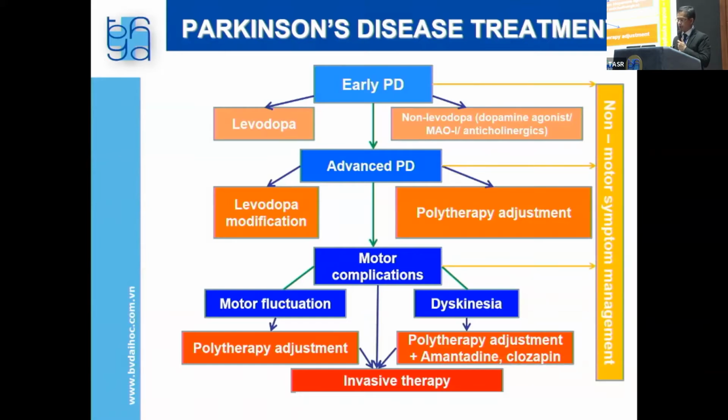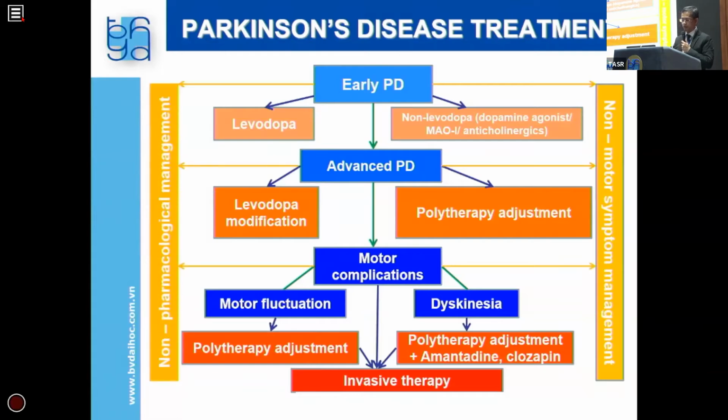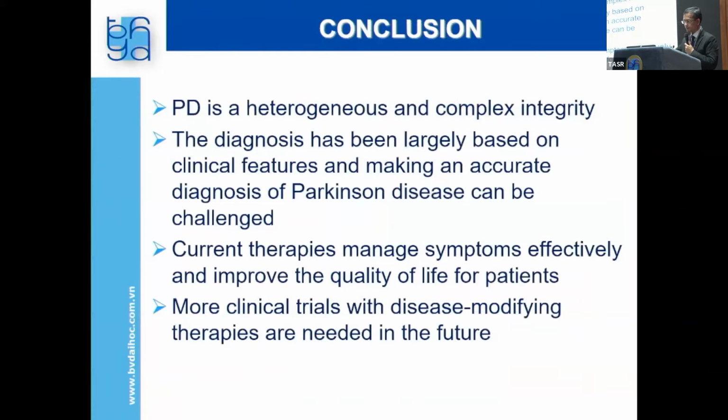At the same time, we also manage the non-motor symptoms, and we also use non-pharmacological therapy for the patient. In conclusion, Parkinson's disease is a heterogeneous and complex entity. The diagnosis is very challenging for some cases, and current therapies manage the symptoms effectively and improve the quality of life for the patient. And we also need more clinical trials with disease-modifying therapy. Thank you very much for your attention.